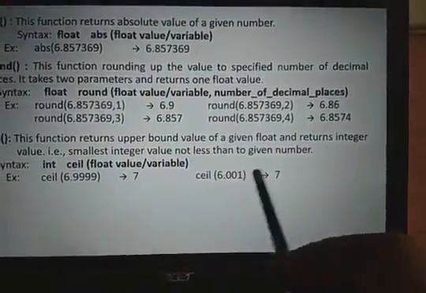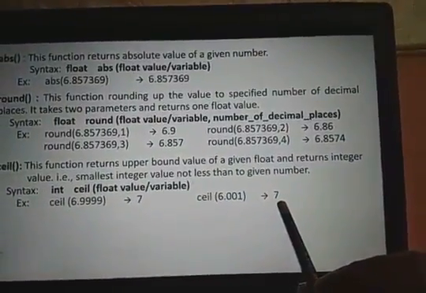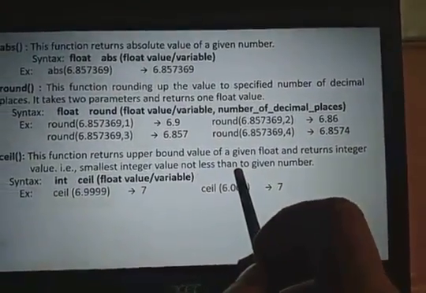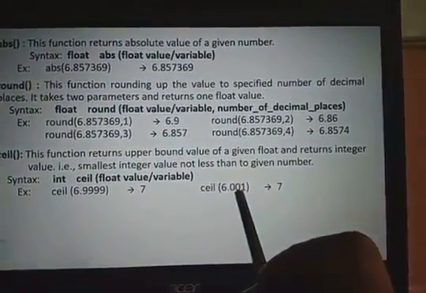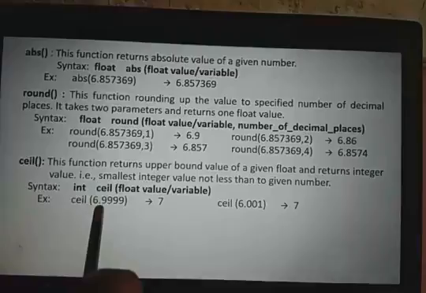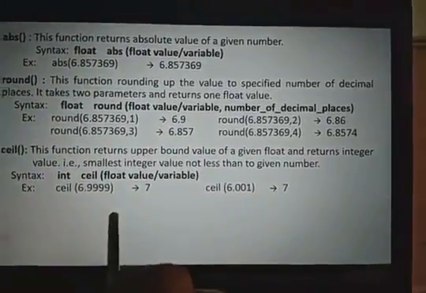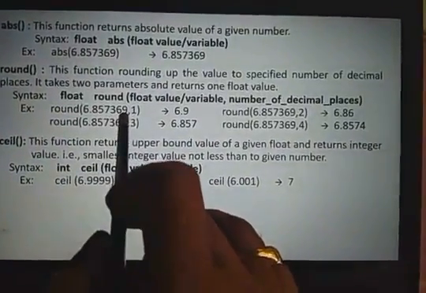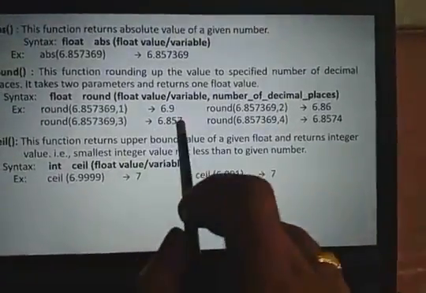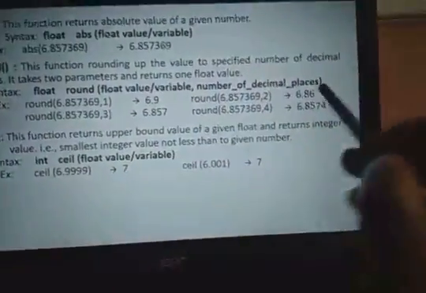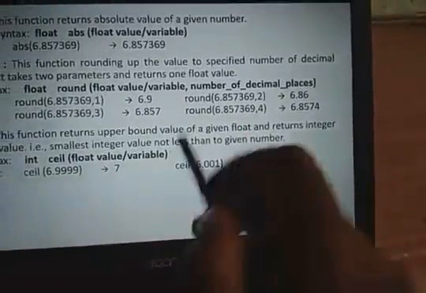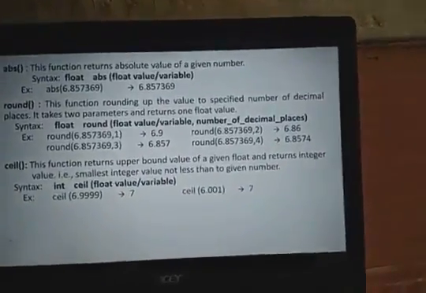6.001 also gives the same: 7 becomes the next integer value. You can't take 6 here because we can't take a lesser value. 6.00001 also gives 7, 6.999 also 7, 6.857369 also 7. Any number you take, 6.8577, 6.97, 6.867, 6.8574, the ceil value is always the next integer.